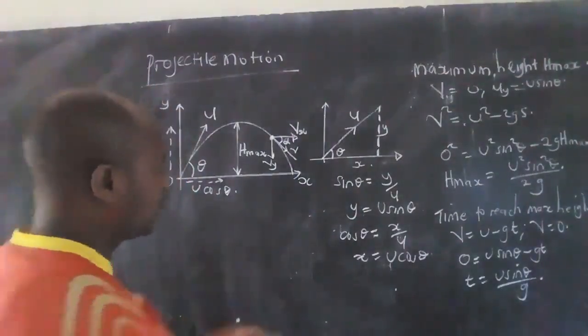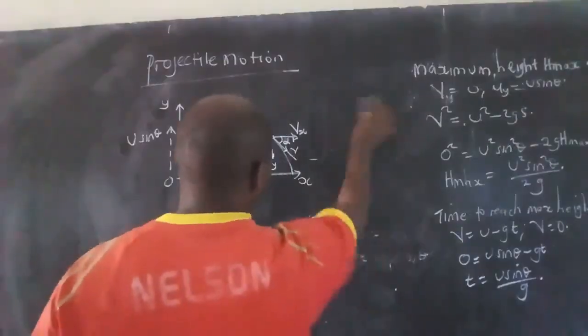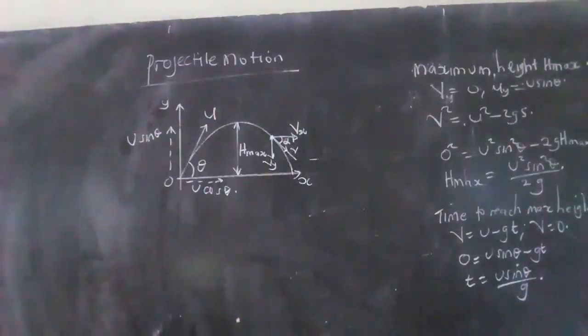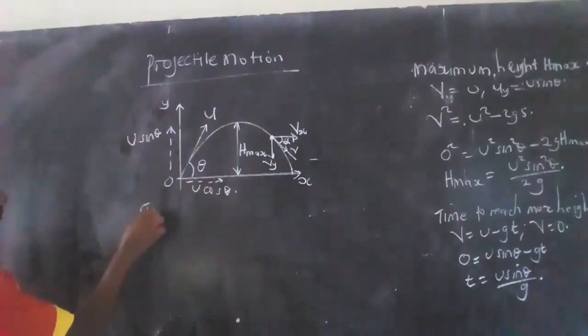Then let us remove this one now. That's 1. Then we move on and get time to reach the maximum height. We have gotten it, it's that one. Then let us go to what they call time of flight.